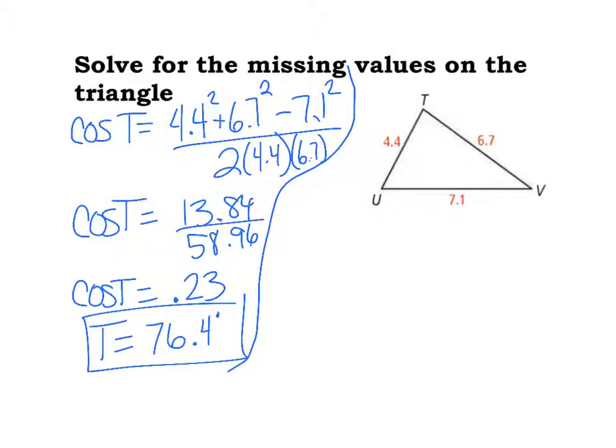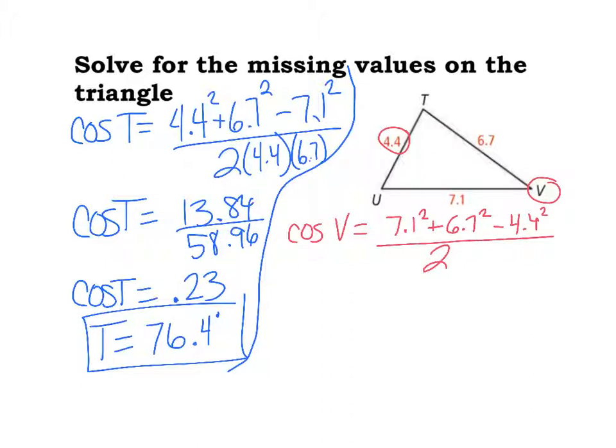All right, let's try that one more time. I'm going to do it again. Let's do it with the 4.4. Doesn't matter, I can do any of them. I'm going to use the 4.4 this time, so I'm looking for angle V. So here we go: cosine of angle V equals the other two squared, so not the 4.4 but 7.1 squared plus 6.7 squared minus 4.4 squared, divided by 2 times those first two that I had, 7.1 and 6.7.